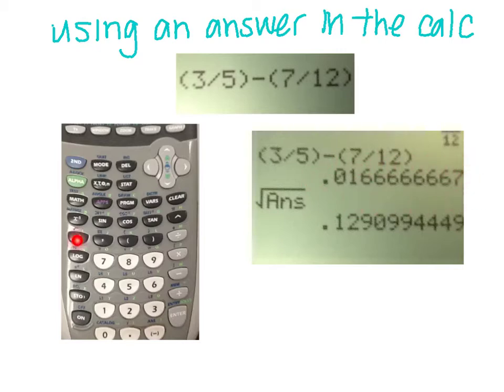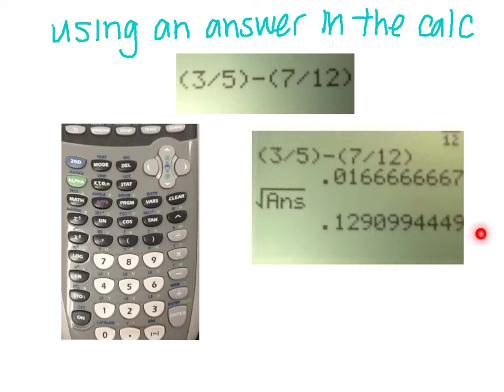So I can press second square root, and if I press second negative, that will give me whatever my previous answer was. This is something we use a lot when I don't want to have to deal with retyping this big long mess. So this would be our correct answer.